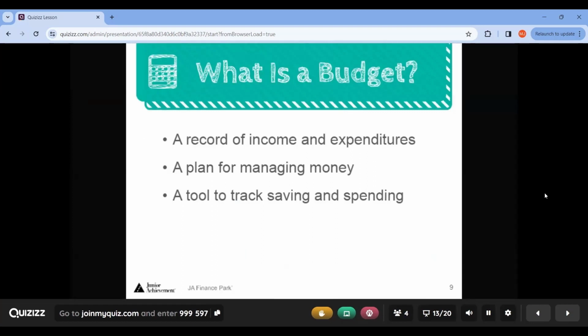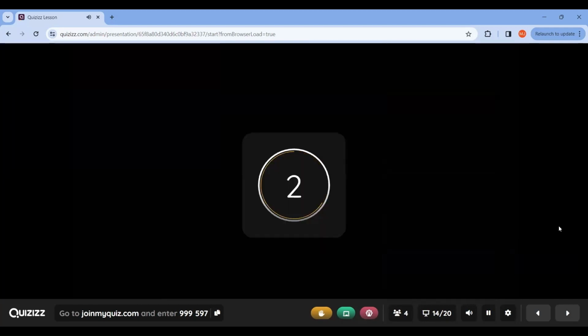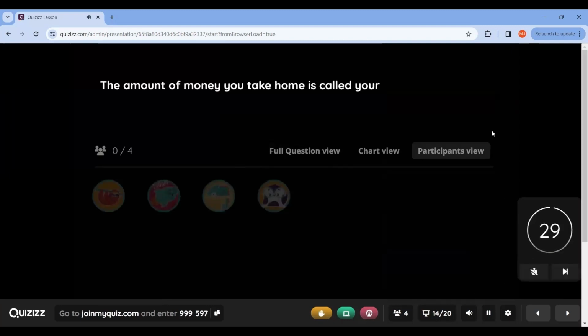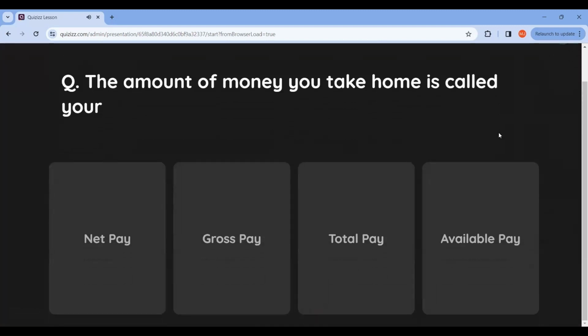So what is a budget? A record of income and expenditures, a plan for managing money, a tool to track saving and spending. So the amount of money you take home is called your what?